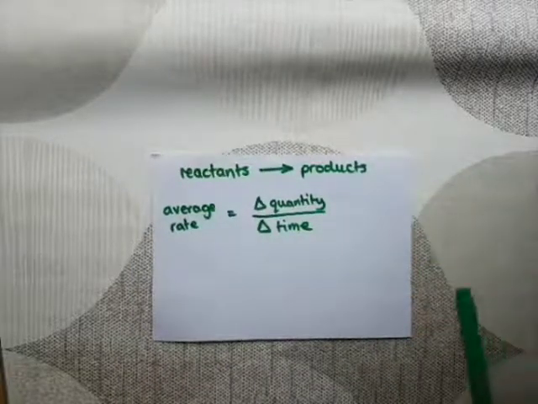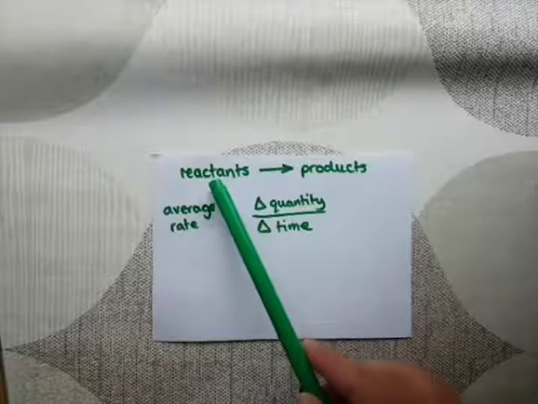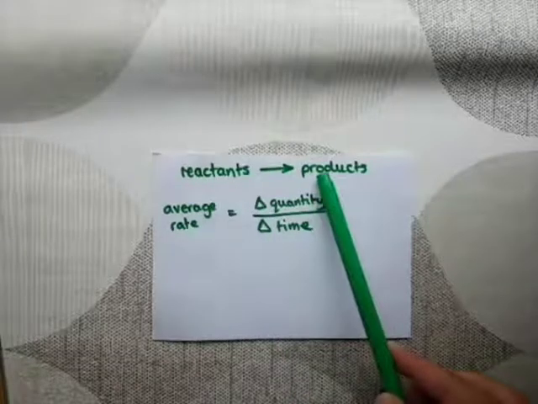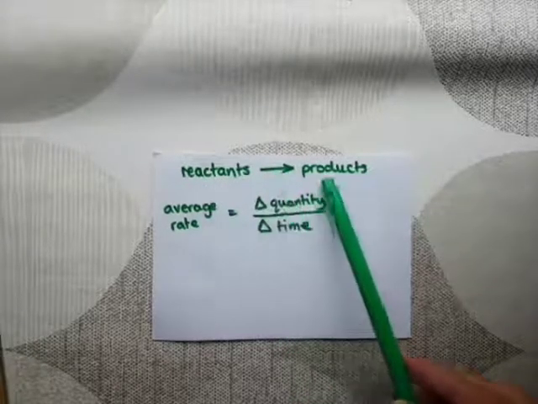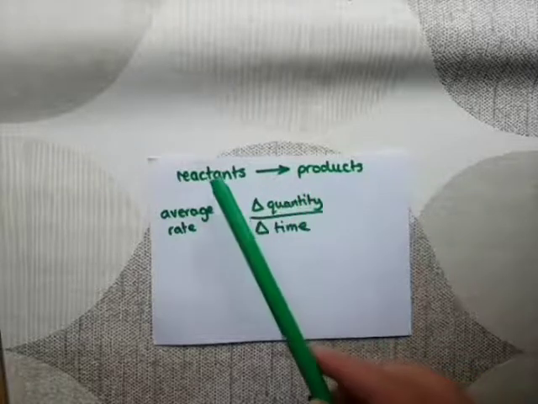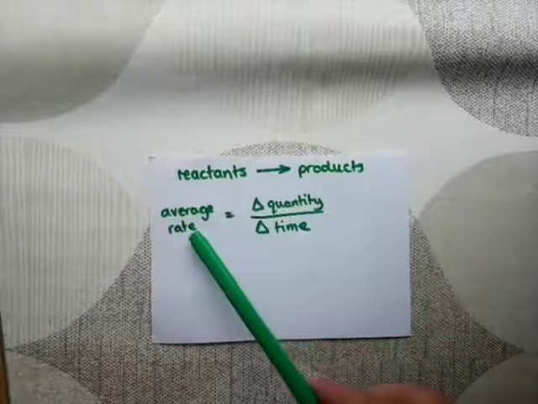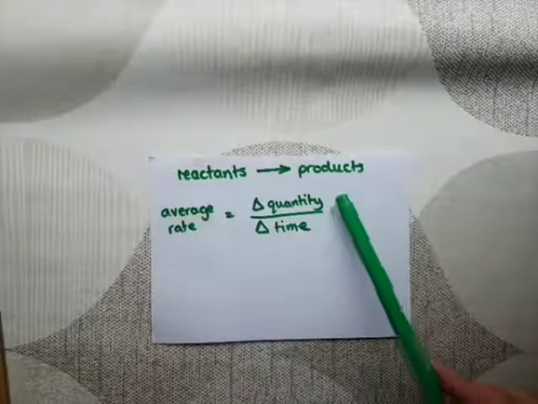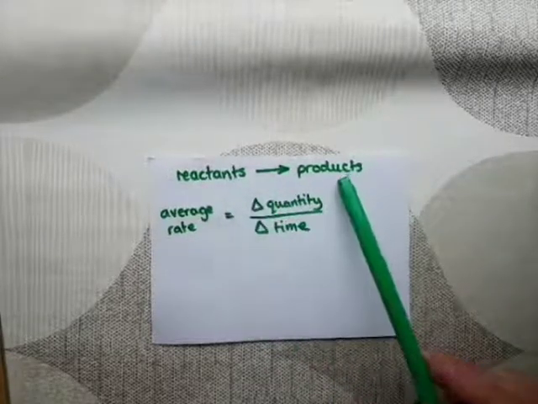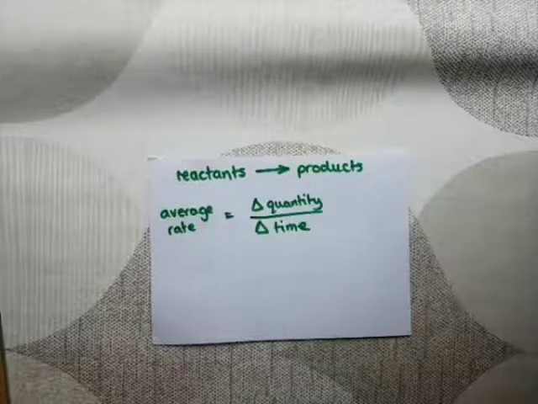So we have talked about this already, but in a chemical reaction, we've got reactants being converted into products. The rate is the speed at which this happens. So the reactants are getting used up, the products are getting made, and the rate of reaction can be measured by the change in quantity of either reactants or products divided by the time taken for a particular change. That's the average rate.